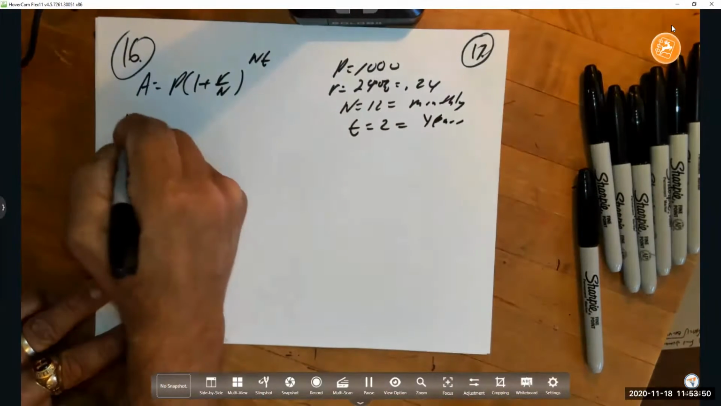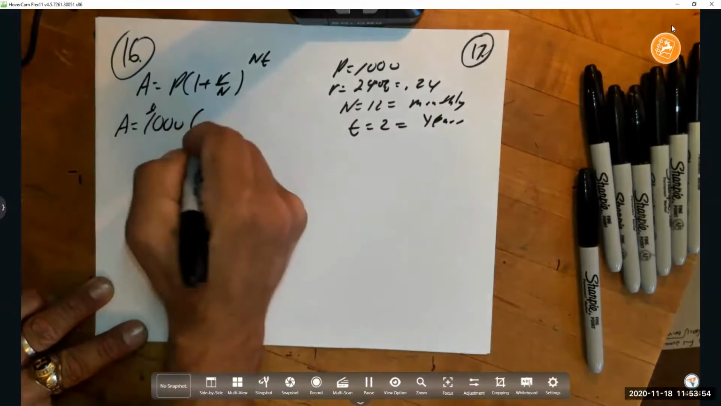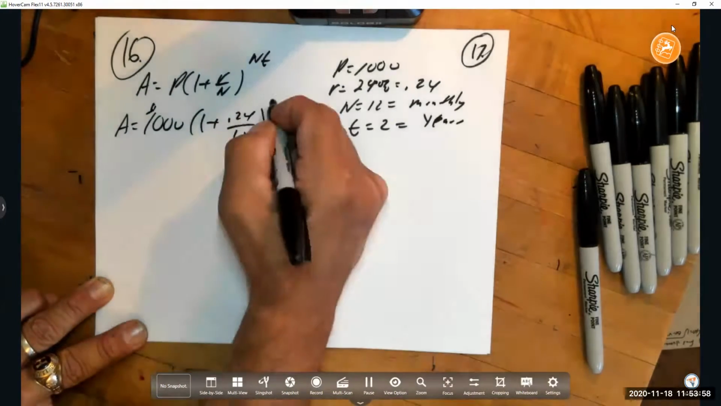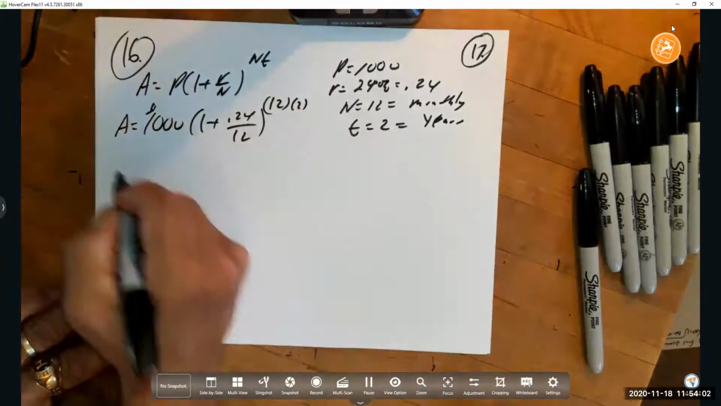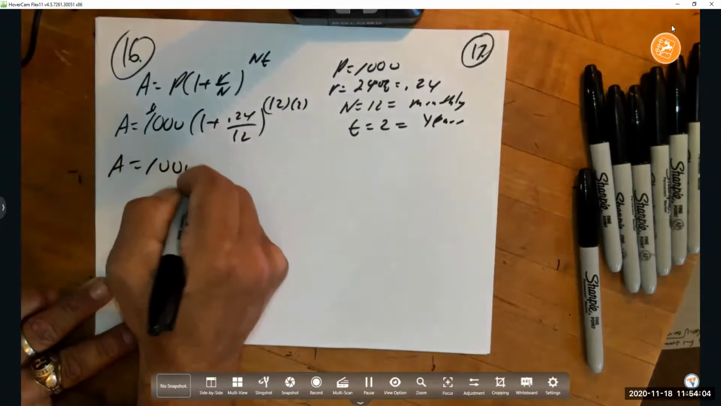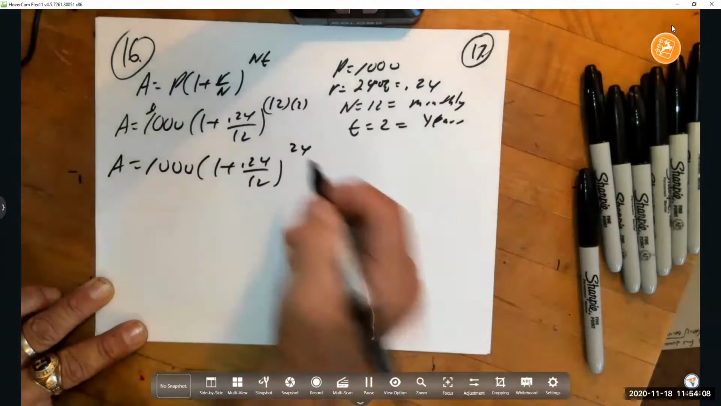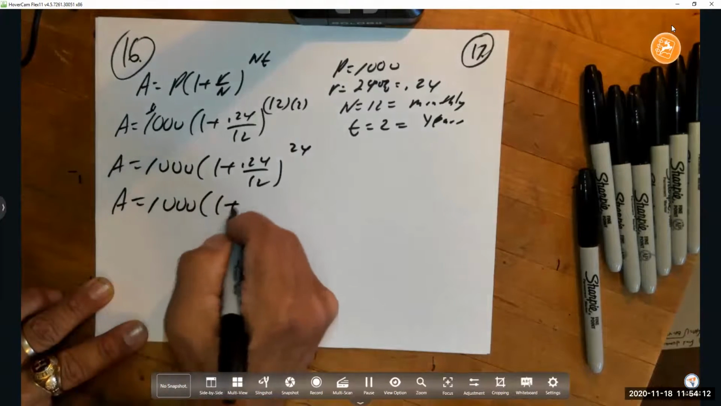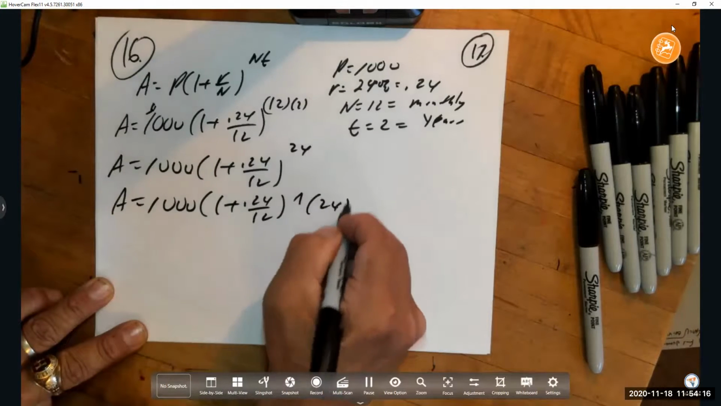Alright, so we have 1,000 times 1 plus 0.24 divided by 12. And n is what? 12 times 2. So 1,000 times 1 plus 0.24 divided by 12 to the 24 power.